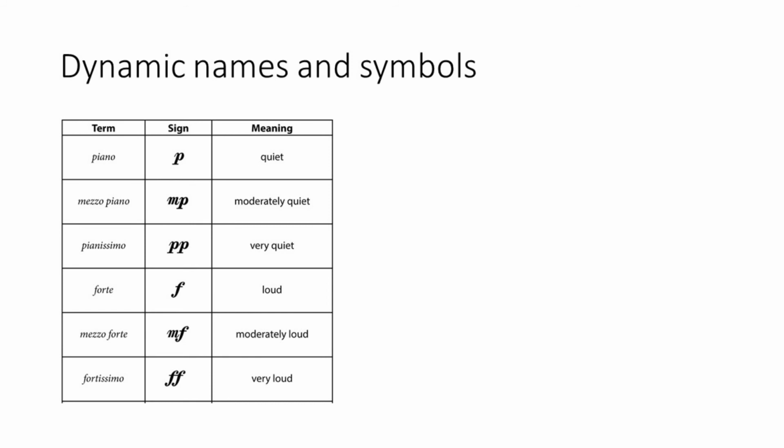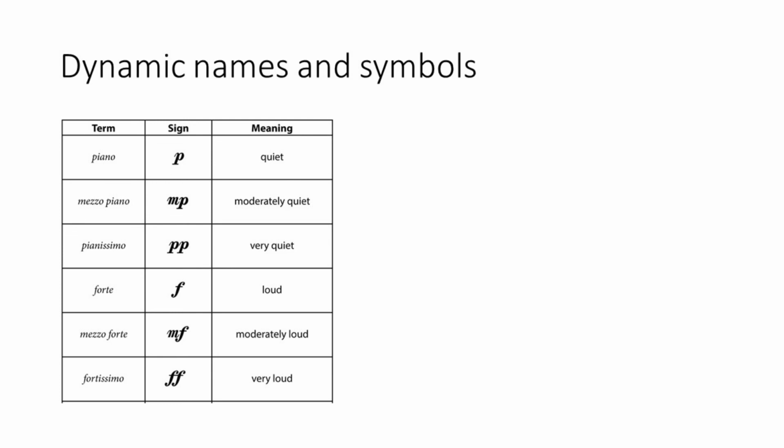The first one is piano. This symbol is a P in your music. This means we have to play these sections quietly. Mezzo piano underneath is written as MP in your music. And this is a little bit louder, but moderately quiet. When you have two P's next to each other, this is pianissimo. This means we've got to be very quiet in our music.